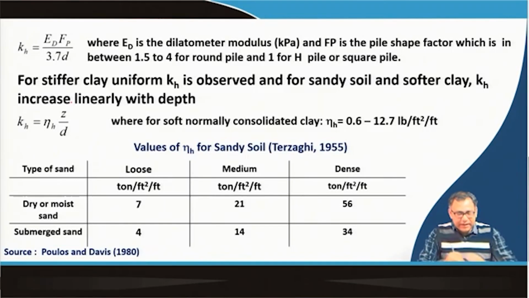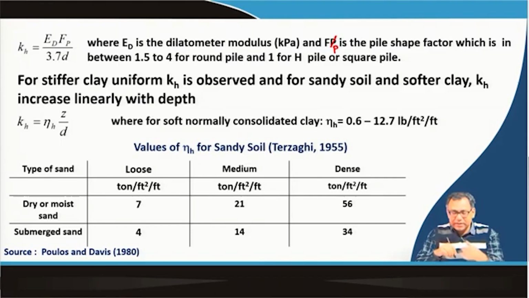Again, the kh can be determined by the dilatometer modulus also. So, ED is the dilatometer modulus, and Fp is the pile shape factor, where p is in suffix. So, Fp is the pile shape factor, which is between 1.5 to 4 for round piles and 1 for H piles or square piles.